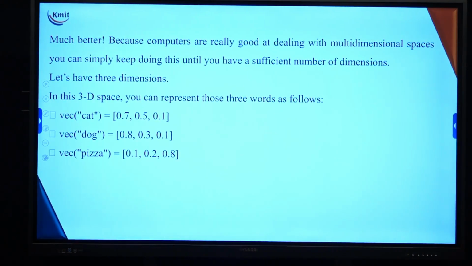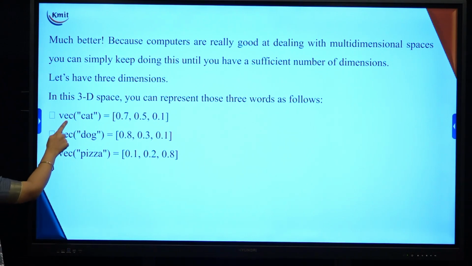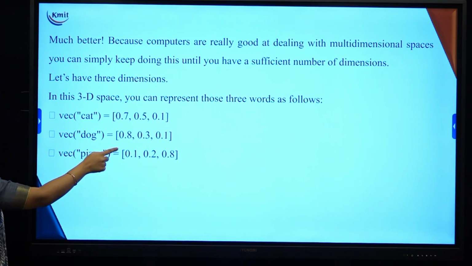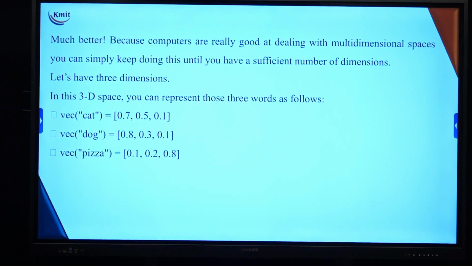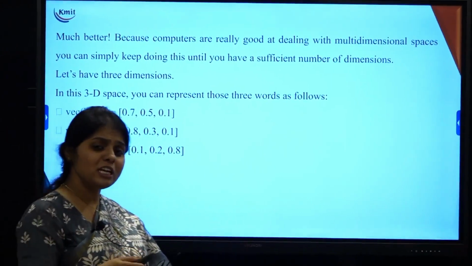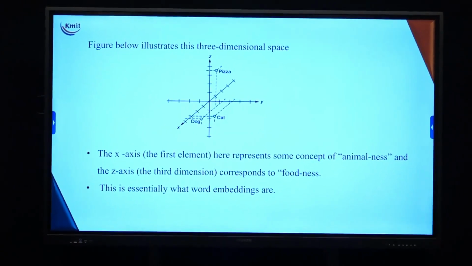Now this is also much better, but computers are really good at understanding multi-dimensional spaces. Instead of just one dimension or two dimensions, why don't we go for 3D space where you can represent those words? Now this is another example where I am representing cat, dog and pizza with some values in the 3D space. When you do this, the exact meaning of cat, dog and pizza, along with the relation between each of them, can be clearly explained. This is how I illustrate that in the 3D space.